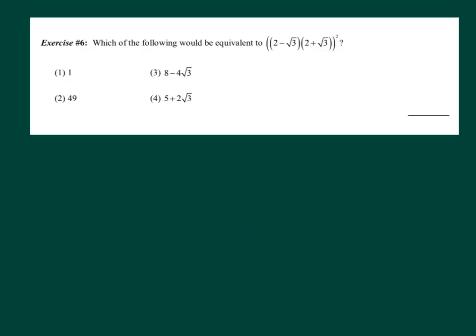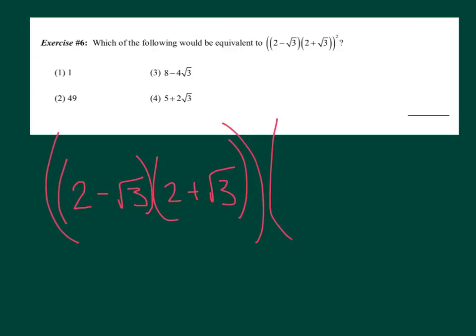Exercise 6. This one's a bear. Which of the following would be equivalent to that quantity squared? Well, remember, when I see that, I need to write it twice. So I've got 2 minus radical 3 times 2 plus radical 3. So it's really all of that times itself. How crazy is this? 2 minus radical 3 times 2 plus radical 3. All right, so we've got some mad foiling going on here.